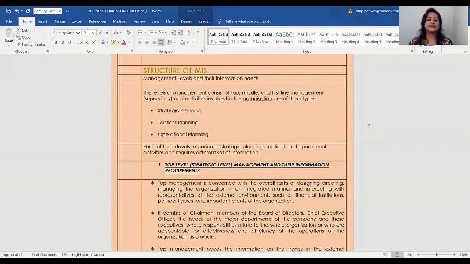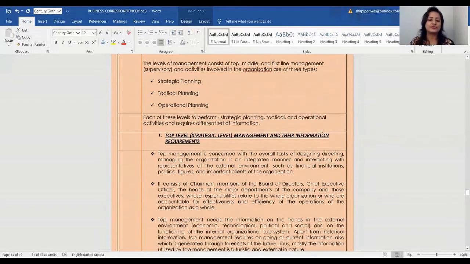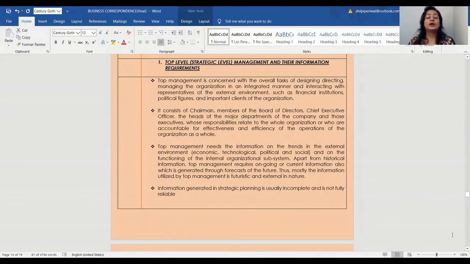Now, let us understand about how every level of management works. Okay. So, coming to the top level or the strategic level management. Now, top management is concerned with the overall tasks of designing, directing, managing the organization. It consists of chairman, board of directors, chairperson, we should call it, remember?